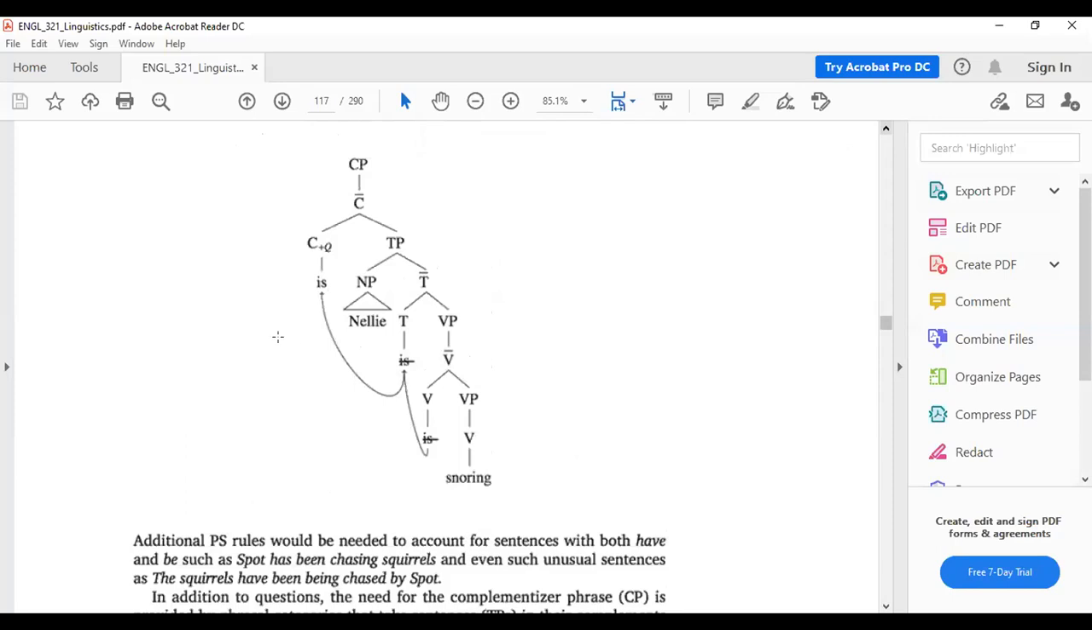Sometimes we say, is Nelly snoring? So here, instead of one movement, we have two movements. Originally, Nelly is snoring. Then the auxiliary verb moves from V to T, the verb to tense. And then it moves again from T to C, the complementizer, to be the head of the complementizer, at the beginning of the question, and it becomes a yes no question.